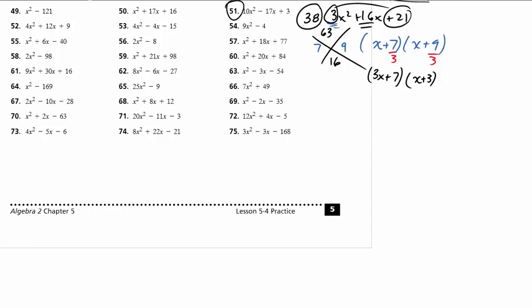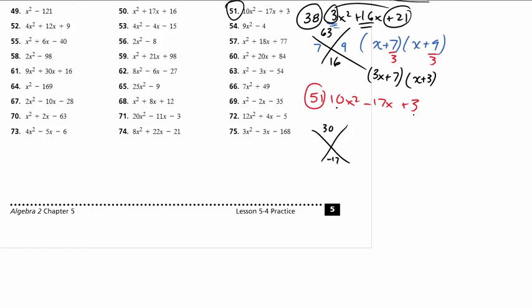Okay, lastly, number 51. Okay, so number 51 gives you 10x squared minus 17x plus 3. No common factor. Do the headphones. 10 times 3 is 30. On the bottom, negative 17.